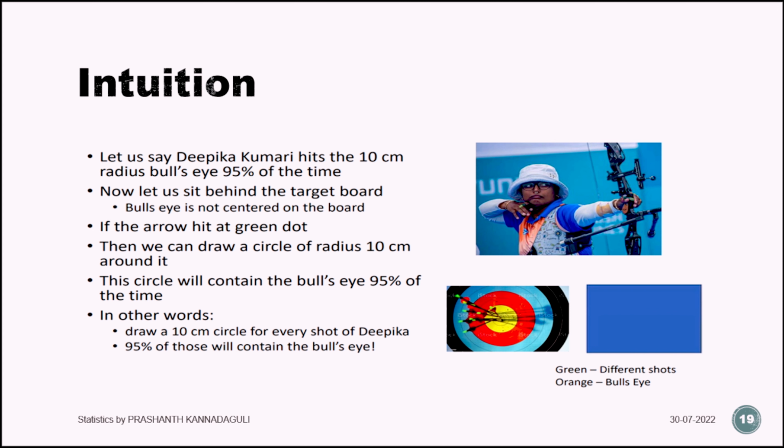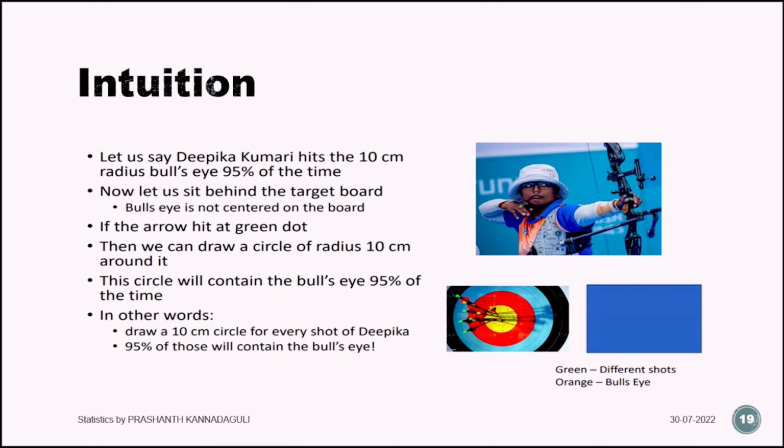Okay, now I'm trying to convert this concept into confidence. The first point should be very clear. She's going to hit 100 arrows, out of which 95 will hit the 10 centimeter radius around the bullseye. Bullseye is the center. Around that, a small circle is there. Within that, you need to hit.